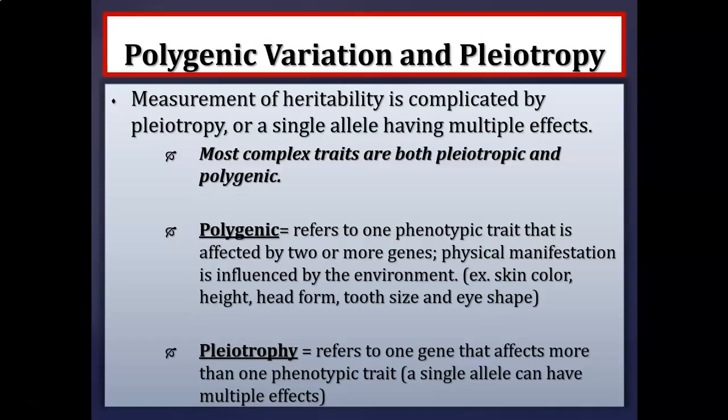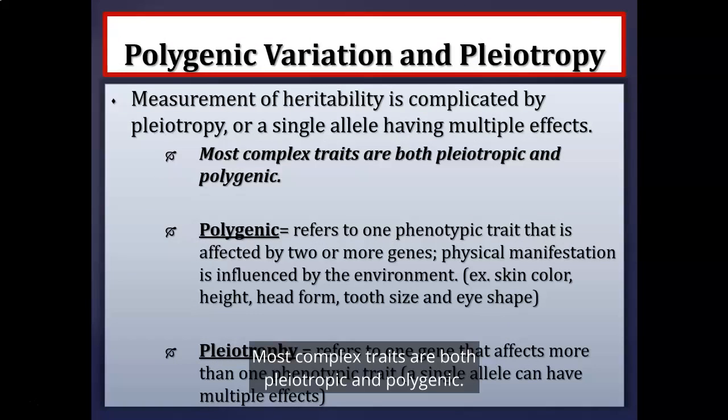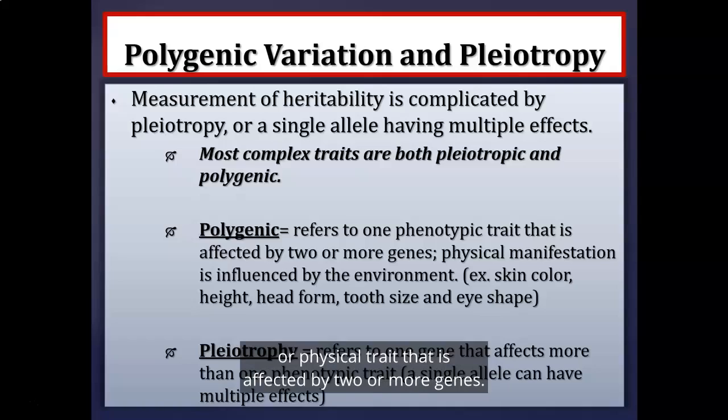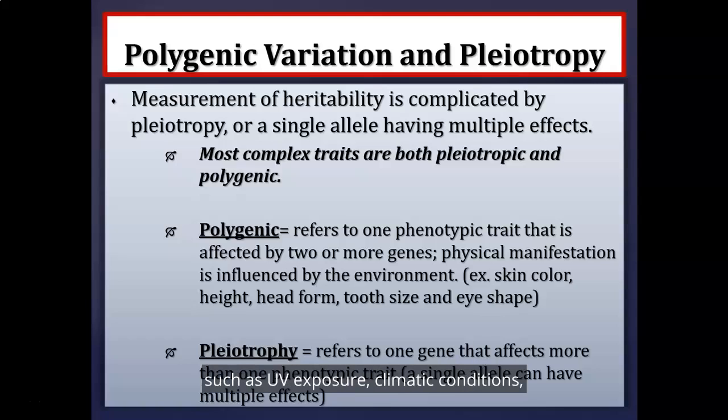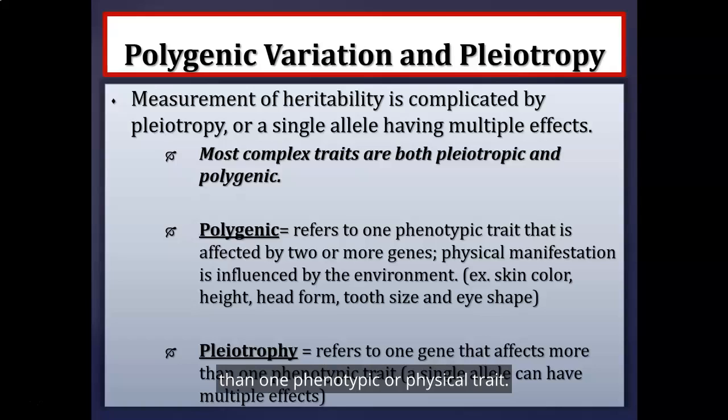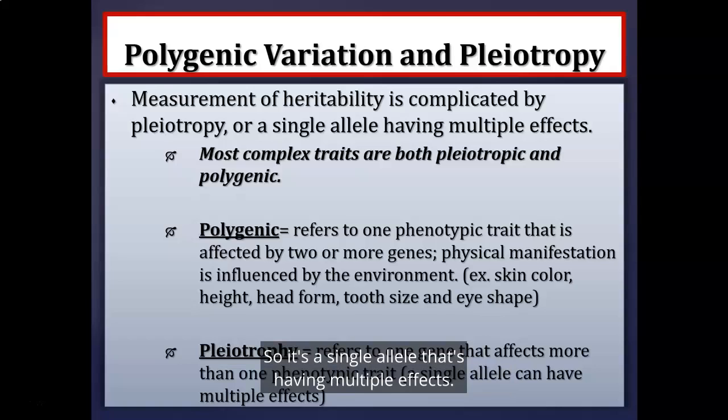All right. Most complex traits are both pleiotropic and polygenic. Just remember, polygenic refers to one phenotypic or physical trait that is affected by 2 or more genes. And the physical manifestation is influenced by environmental circumstances, such as UV exposure, climatic conditions, etc. Some examples: skin color, height, head form, tooth size, and eye shape are all polygenic traits in humans. Pleiotropy refers to one gene that can affect more than one phenotypic or physical trait. It's a single allele that's having multiple effects.